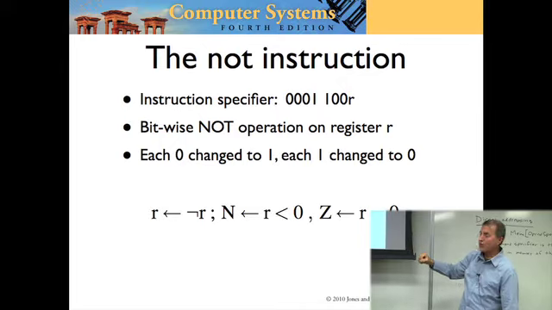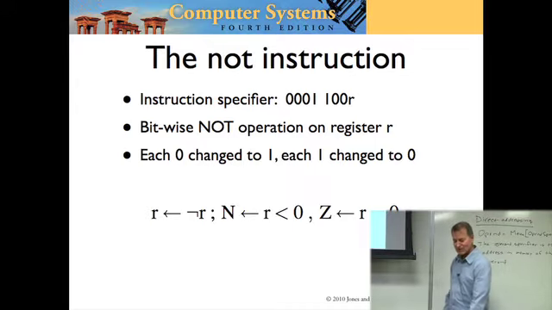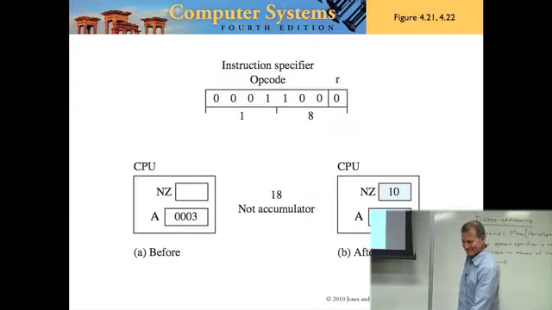It doesn't negate it, it nots it. By negate, we usually mean making negative, taking the 2's complement. So you have to be careful of the way you use the words. It's the bitwise not operator on register R. Each 0 is changed to 1, each 1 changed to 0. So there's the RTL, which stands for register transfer language.